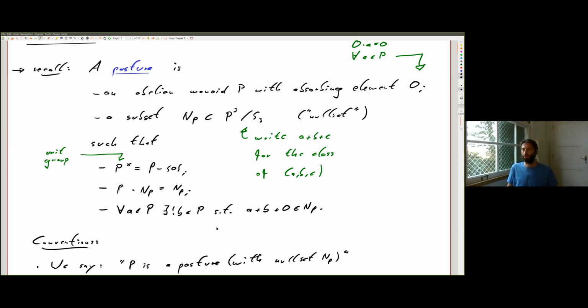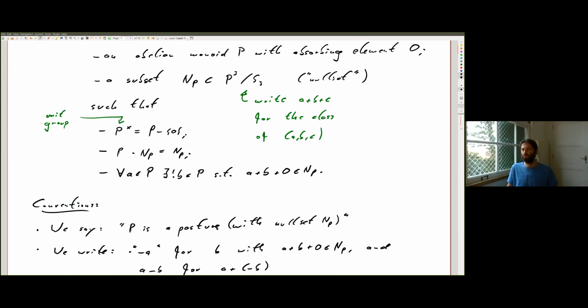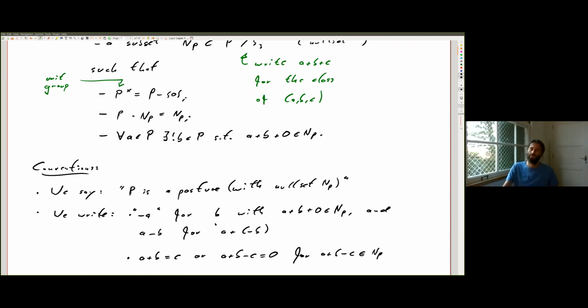Okay, here are a couple of conventions that I think Matt used for a large part in his talk as well. So normally we refer to a pasture just by the underlying monoid P, and we consider the null set as kind of a secondary object to which we refer by N_P. And we write minus A for the unique additive inverse B, which appears in the expression A plus B plus 0 in N_P. And we write something like A minus B for A plus minus B as usual.